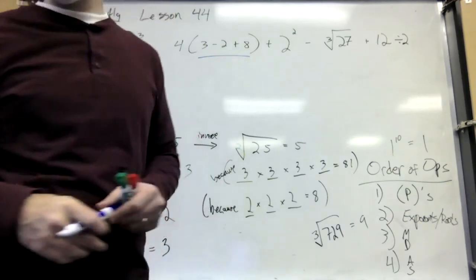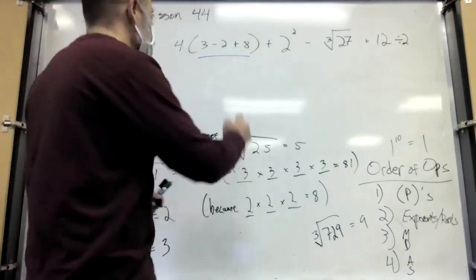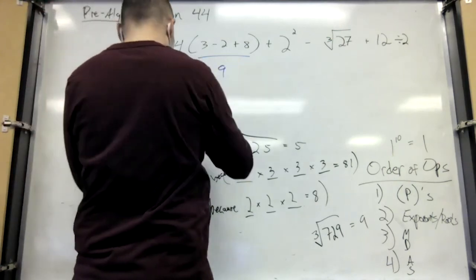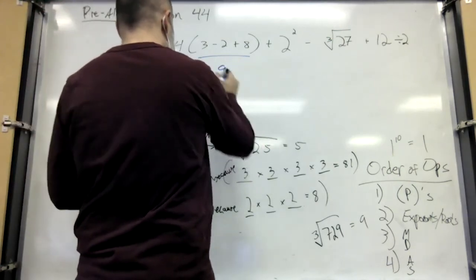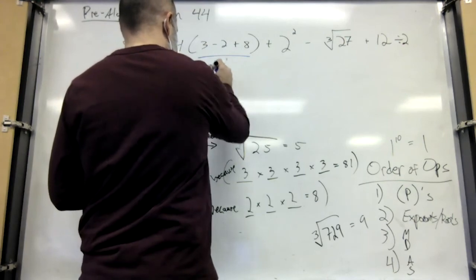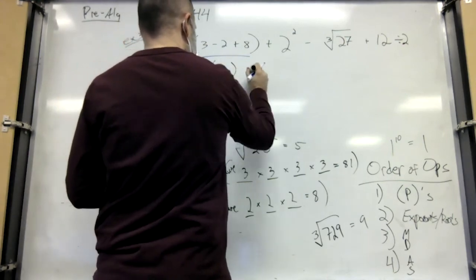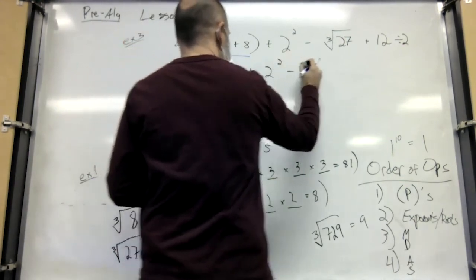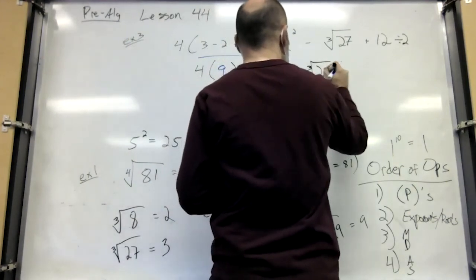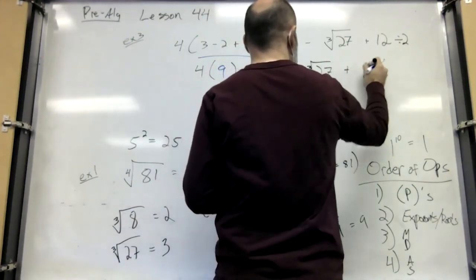Okay, so we do this first, right? What's 3 minus 2 plus 8? 3 minus 2 is 9. So everything else is the same. What happens if two numbers are next to each other? Multiply. We're gonna multiply, but we're not gonna do it yet. We're just doing one step at a time. We just did the parentheses.